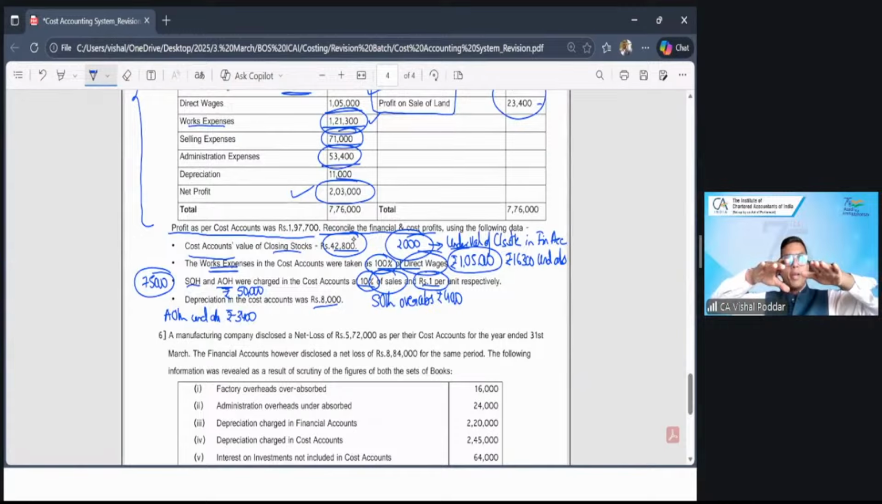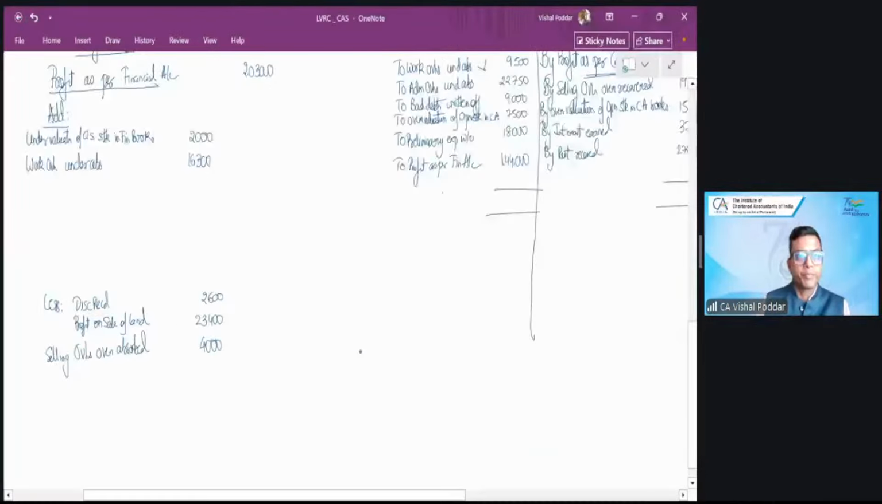So administration expenses are under absorbed. Under absorbed means in financial books, they are more. In costing books, they are less. So if expenses are less in costing, profit is higher. Again, our starting point is financial, so it will go upward. So we'll have to add 3,400. Correct.